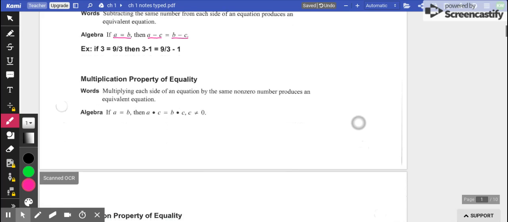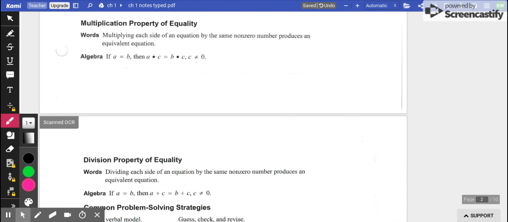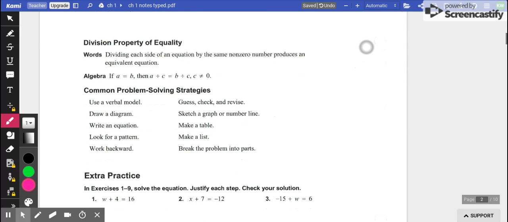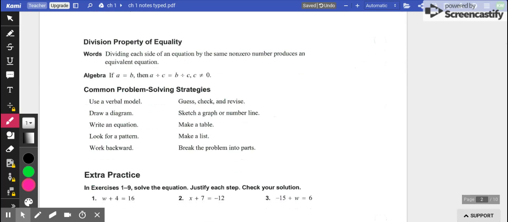Our multiplication property of equality, same idea. As long as we do the same thing to each side of the equation, we get an equivalent equation. So now we can multiply both sides of the equation by something. Division property of equality, once again, as long as we do the same thing to both sides of the equation, and in this case, we're dividing both sides, then we haven't changed the value.